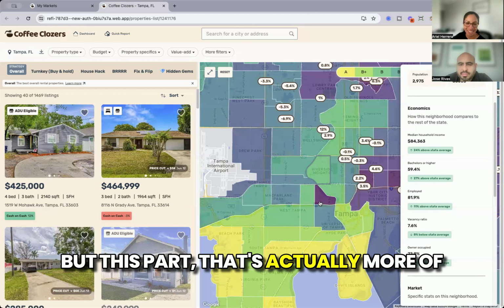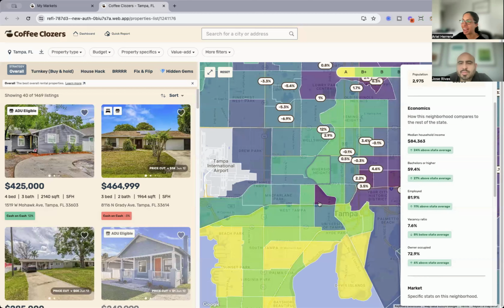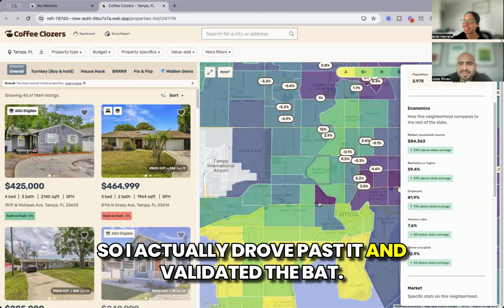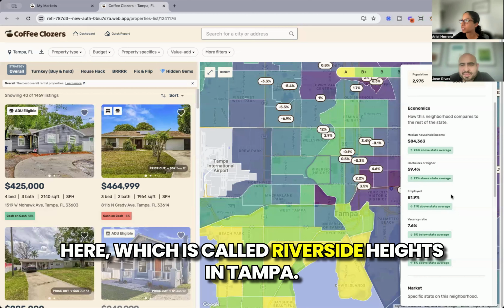But this part that I'm highlighting is more of a D area, and I was skeptical. I was like, I'm not sure if this data is completely correct. So I actually drove past it, and it validated the map. But now I'm selecting another area up here, which is called Riverside Heights in Tampa.